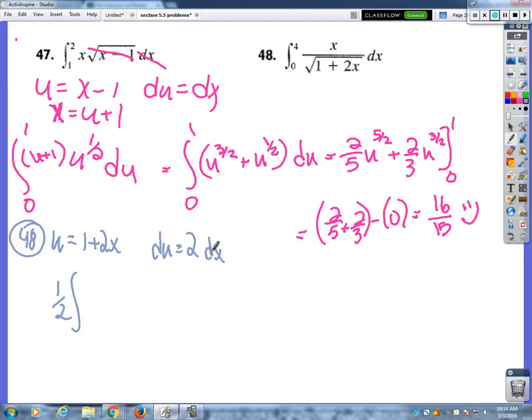Hold on, stop for a second. I'm missing something. So that X is just chilling up there. A good thing to notice is that we don't have an X in the work that we've done already. So we're going to have to do this trick right here. I have to take this and solve it for X. So if u equals 1 plus 2x, what does x equal?